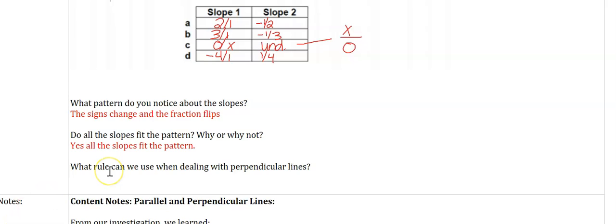Now for our third question, what rule can we use when dealing with perpendicular lines? We can say that the sign changes and the fraction flips, which is also known as a negative reciprocal.